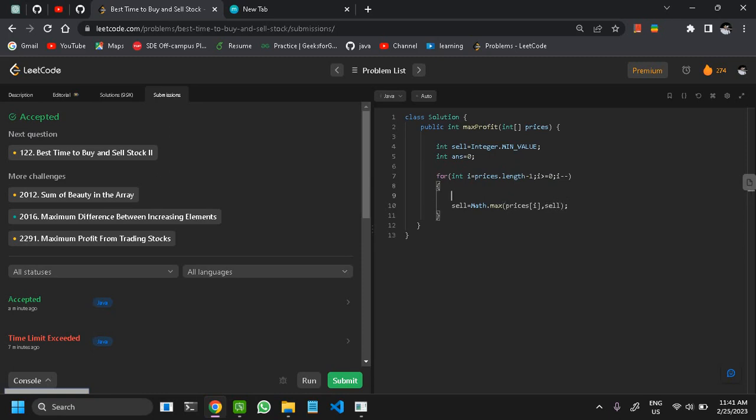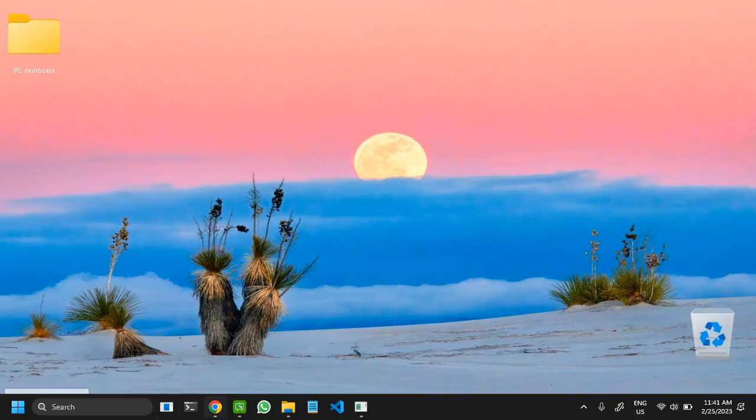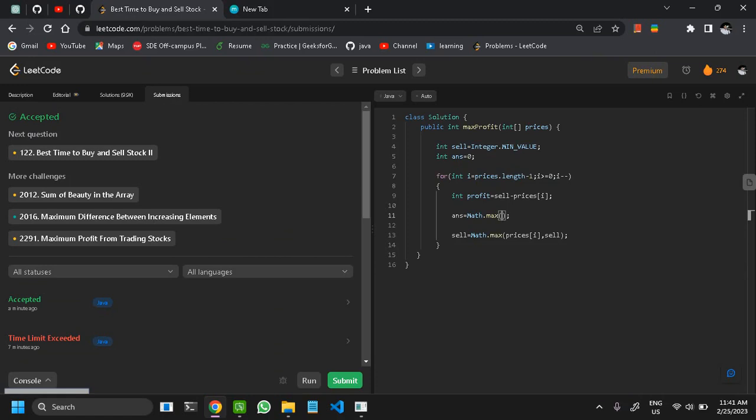But before that, my profit is going to be my selling price minus the buy price, that is my current price, and I'm going to maximize this profit. So my answer is going to be the maximum of my answer that I already have and the current profit. Now let me just return this, and I think this should work. Let's see whether it works or not.